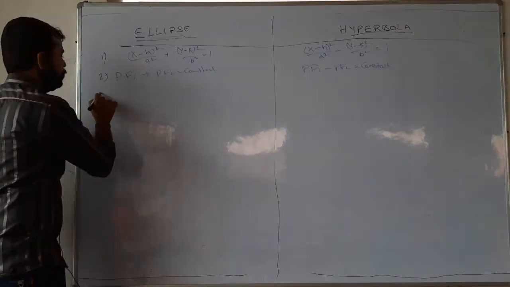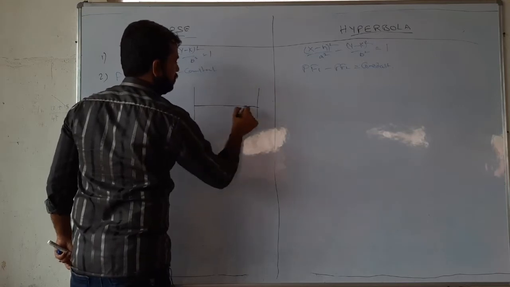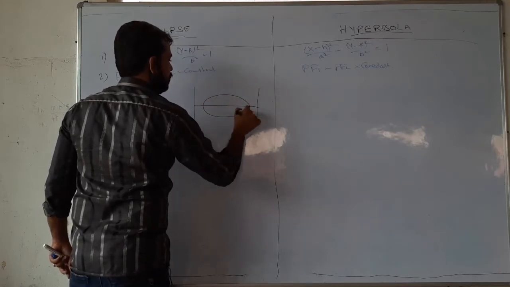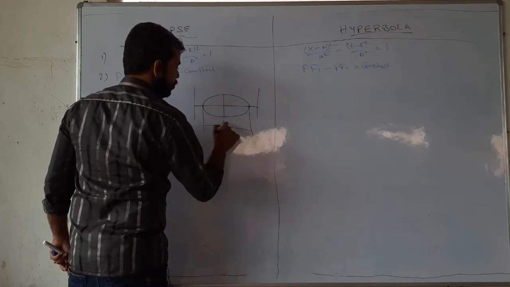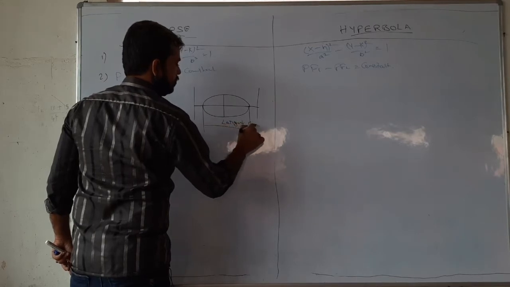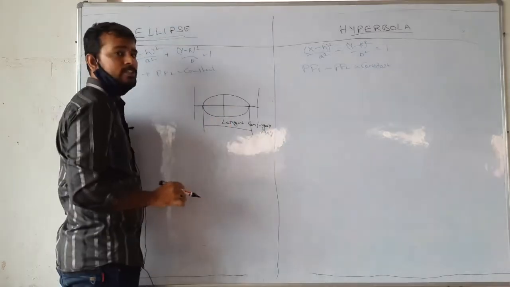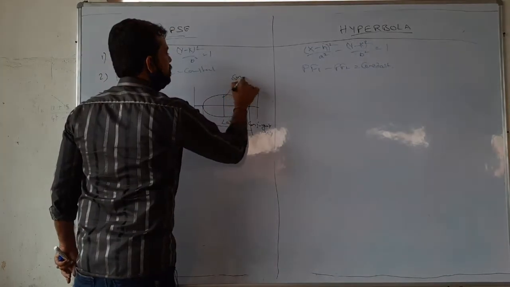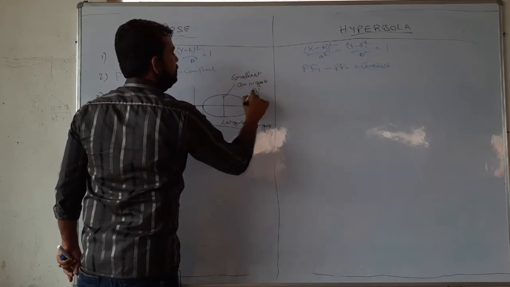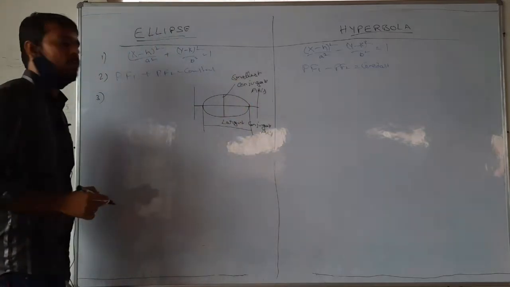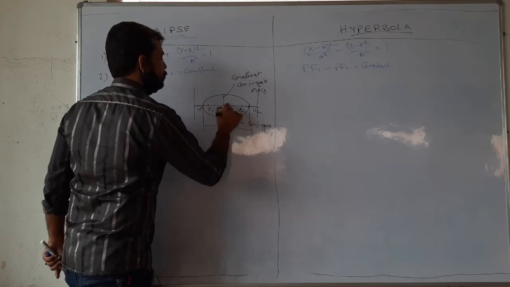And the next third point is, see, suppose this is the ellipse. The major axis is known as the largest conjugate axis, and this is known as the smallest conjugate axis. This is V1, V2, and this is F1, F2.